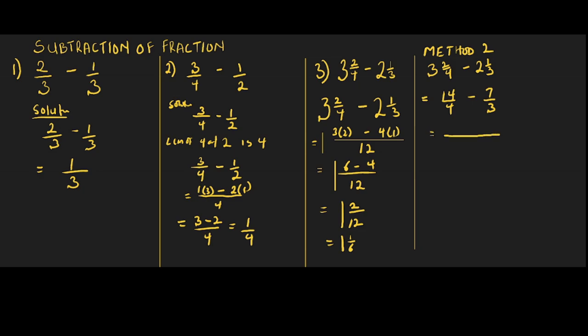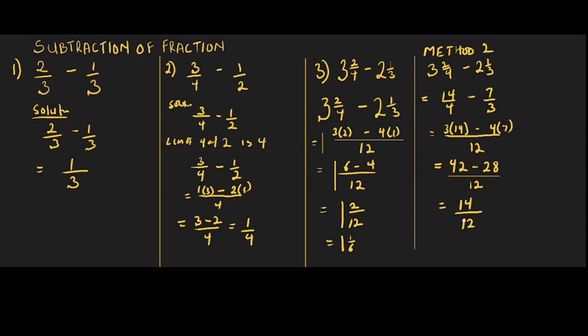Here, the LCM of 4 and 3 is 12. 12 divided by 4, 3. 3 multiplied by 14. 12 divided by 3, 4. 4 multiplied by 7. Then we have 3 times 14, gives us 42, minus 4 times 7, gives us 28, all over 12. Then we have 42 minus 28 gives us 14, all over 12.